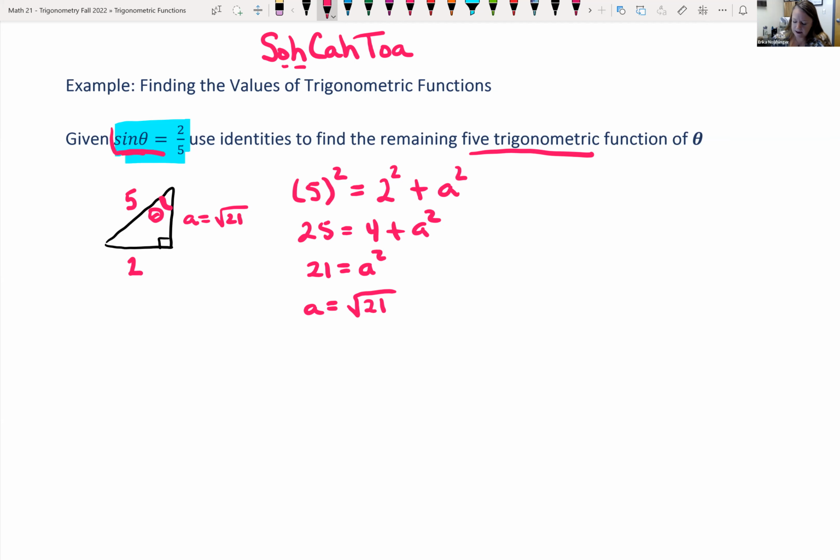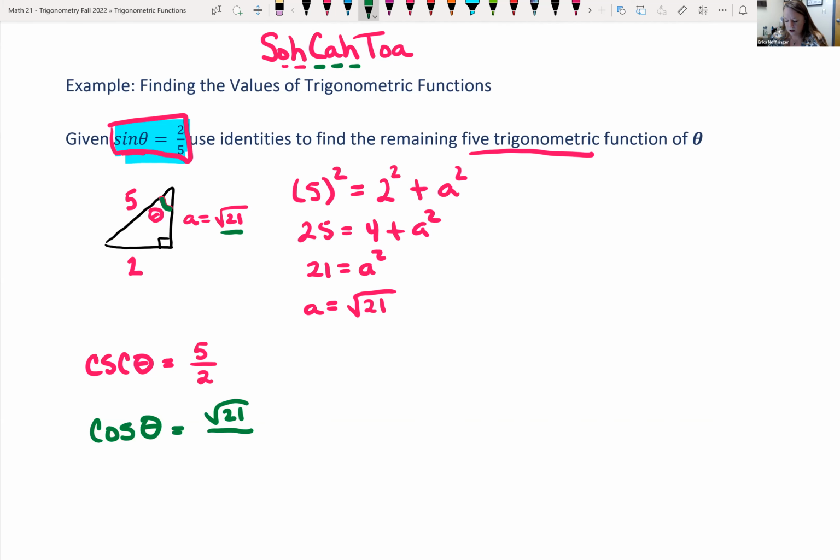So we have sine. Let's just do the reciprocal function of sine, which is cosecant. So cosecant theta, the reciprocal of that is 5/2. If we looked at cosine theta, cosine is adjacent over hypotenuse. So looking at where theta is, the adjacent side is root 21, all over the hypotenuse, which is 5.